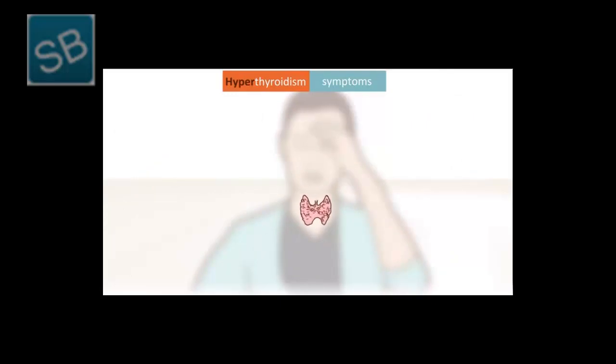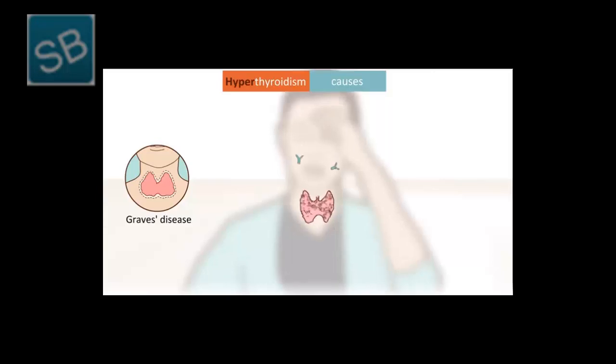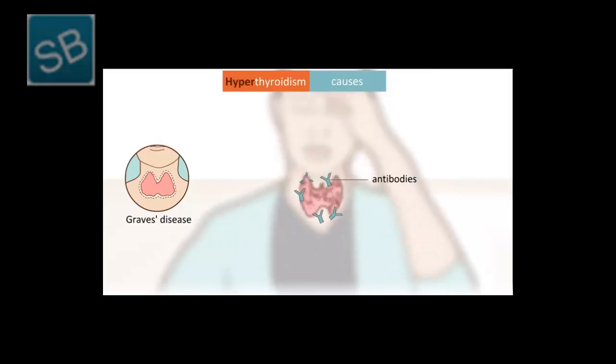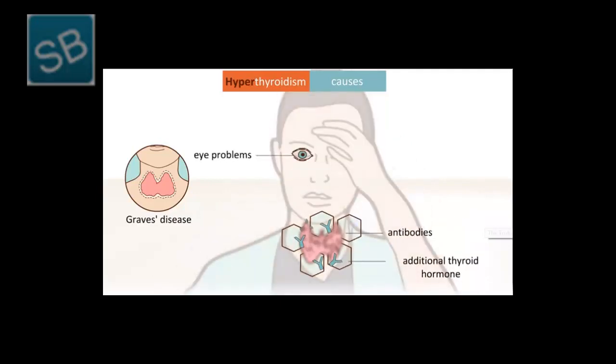In some cases, the thyroid gland might also be enlarged. The most common cause of hyperthyroidism is Graves' disease. It is an autoimmune disease where your body produces antibodies that stimulate the thyroid gland, which produces excessive thyroid hormone, more than required for normal functioning of the body. Graves' disease may also cause eye problems.